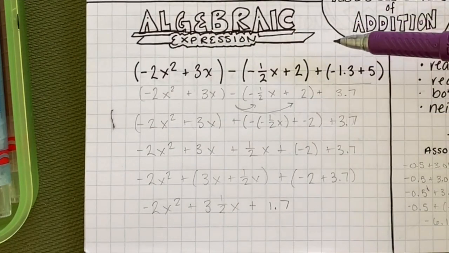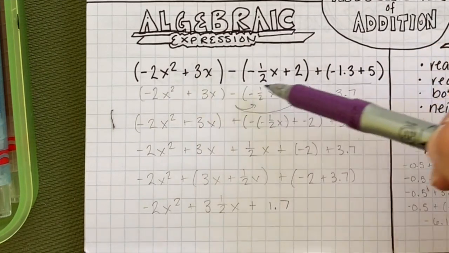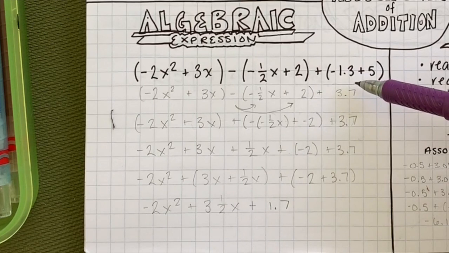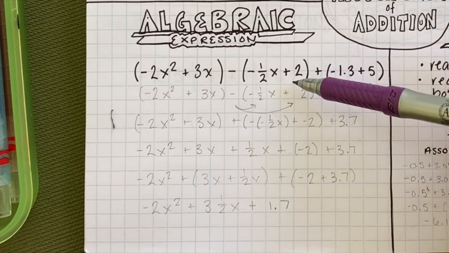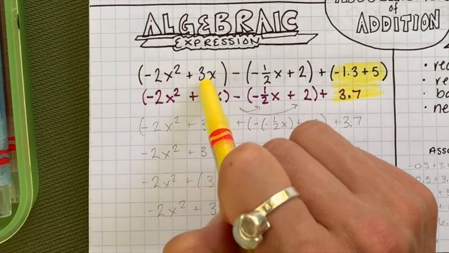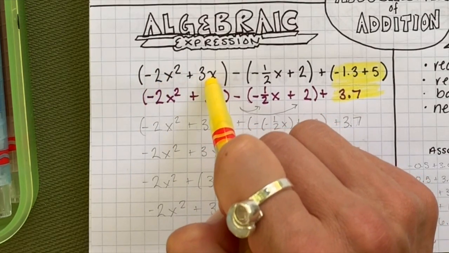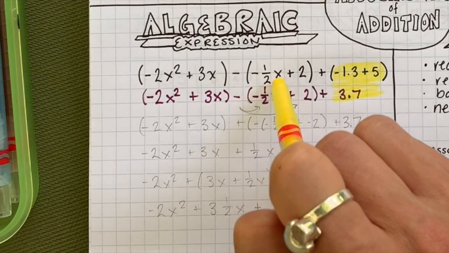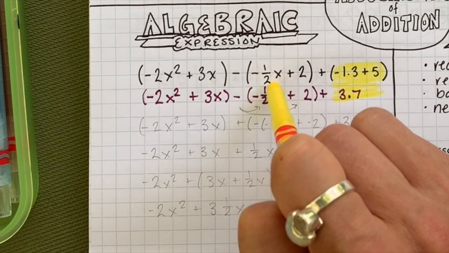Associativity of addition can be applied to algebraic expressions. In order to rewrite this expression in simplest form, we need to first distribute the negative sign so that we have all terms separated by addition. Negative 2x squared and 3x are not like terms because this x is squared and this x is to the first power. Negative 1/2 x and 2 are not like terms because negative 1/2 x contains the variable x and 2 is a constant.